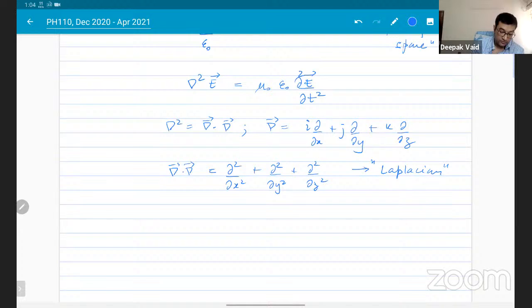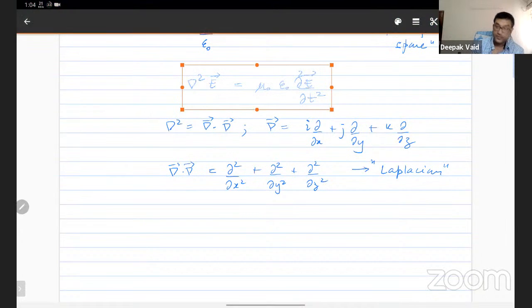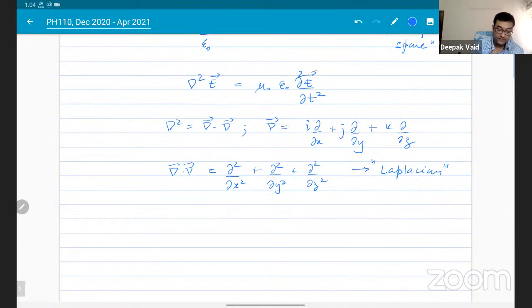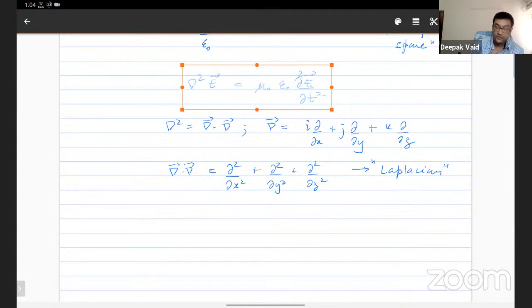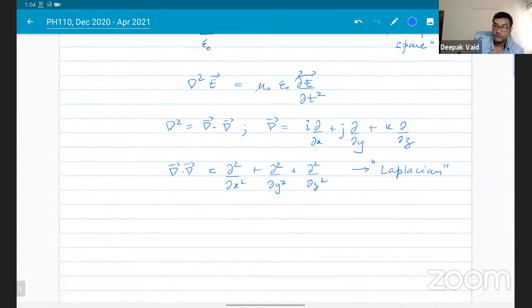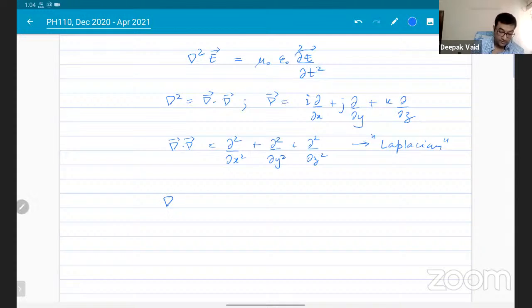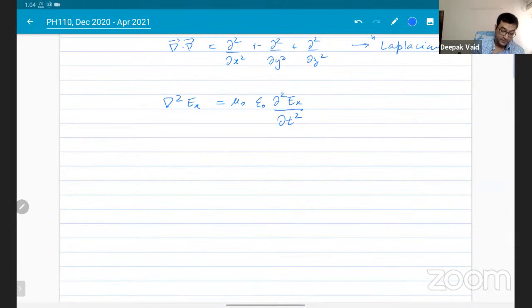So when I write down this expression, you see you have a vector E on both sides. So this is actually not one equation. This is 3 different equations, one for each component. So I can write del square Ex is equal to mu naught epsilon naught d squared Ex by dt squared. This is the X component. Then you will get the Y component and the Z component.